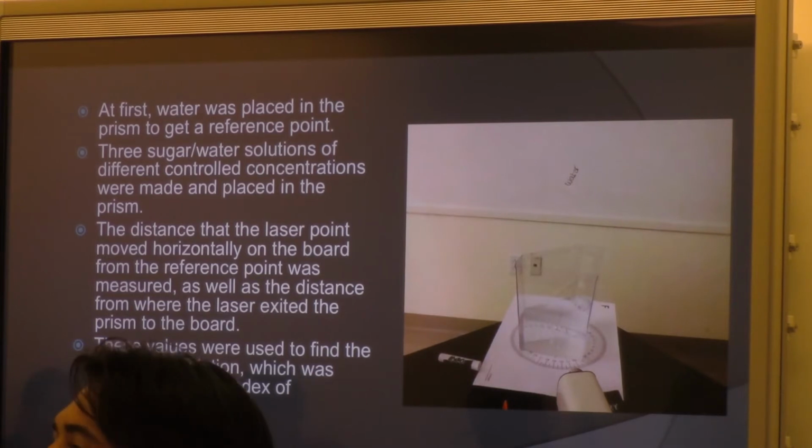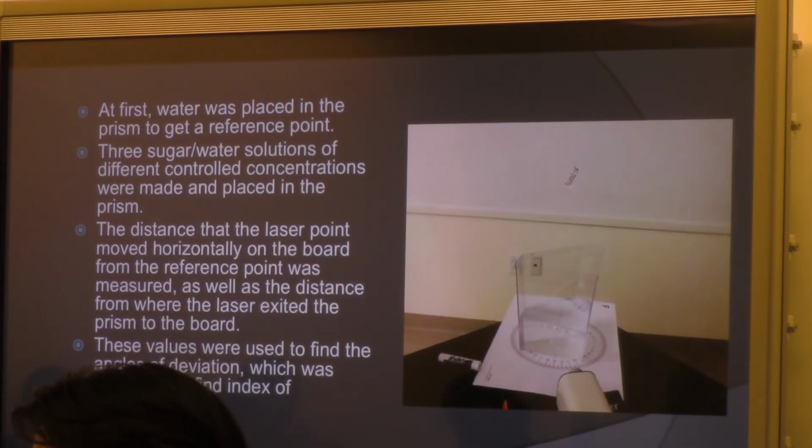Once we put the different liquids in, the point would shift to the right, and we would mark it each time. And then we would measure the length from the reference water point to the point for each solution. And then we would measure the point from the board to where the laser exited the prism. And then we used trigonometry to solve for the angle of deviation. And then once we got the angle of deviation for each solution, we were able to find the index of refraction for each solution. We're going to be actually doing this over there in that corner there, so be as confused as you want right now.